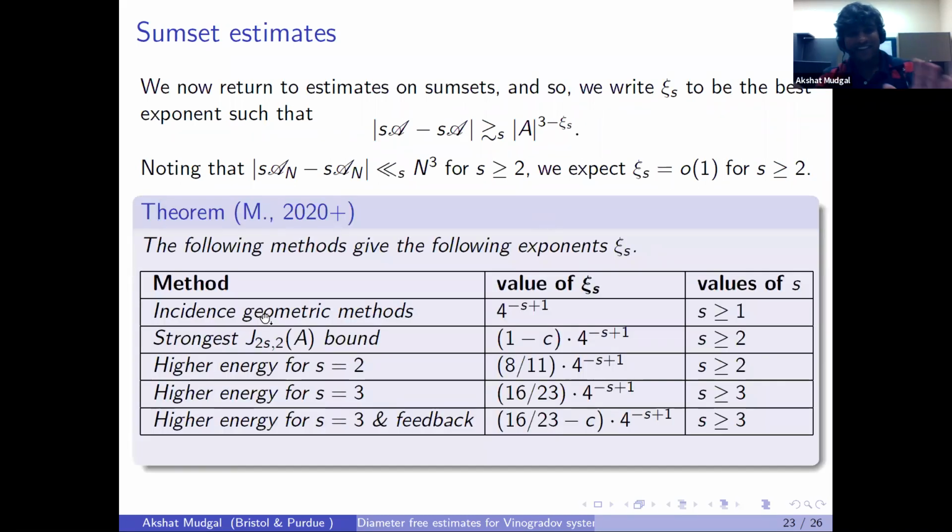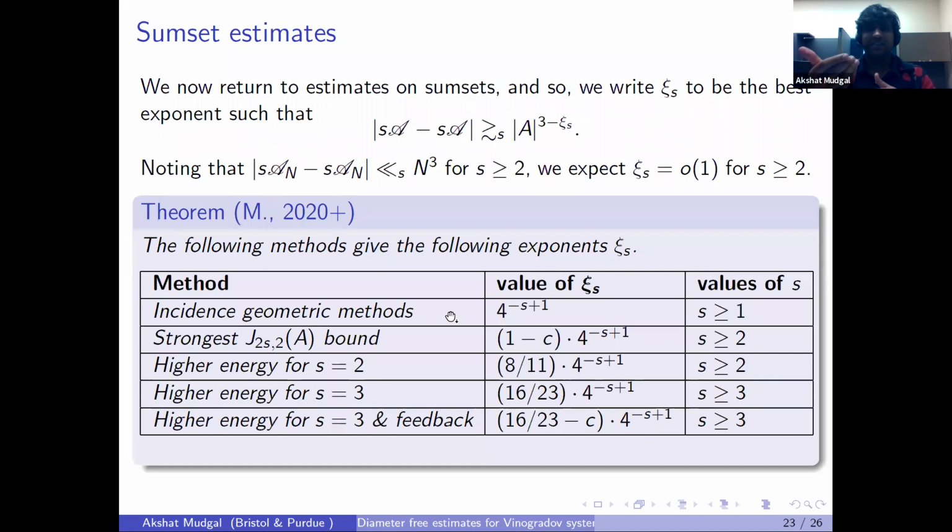So this is a big table, and I'll go through it systematically, but this tells you all the methods that we use in our paper. At first, we used purely incidence geometric bounds. This was the preliminary attempt that we did. And using the preliminary attempt, the value of Z_s that we had was 4 to the power minus s plus 1 for all values of s greater than or equal to 1. Then we started working hard.